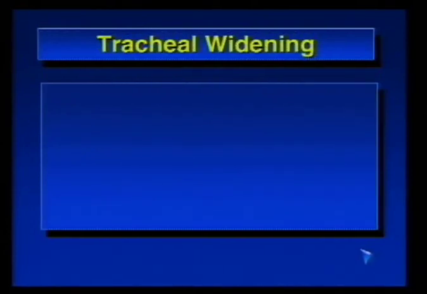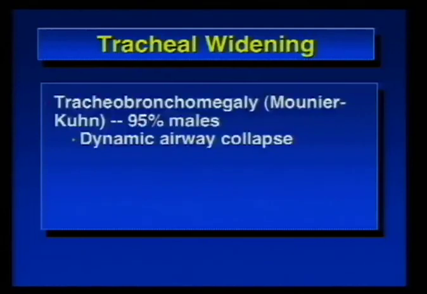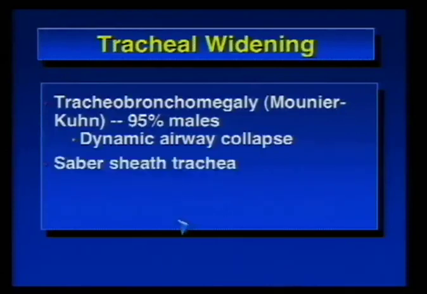Let's move on and talk about tracheal widening. There's not really all that much that causes widening or enlargement of the trachea itself. Most common thing is tracheobronchomegaly, also known as Meunier-Kuhn syndrome. 95% of these individuals are males, and there's also dynamic airway collapse. So during exhalation, there can be collapse of the airway. This actually has been known to show up on the boards, even though it's pretty unusual. So tracheobronchomegaly or Meunier-Kuhn syndrome.